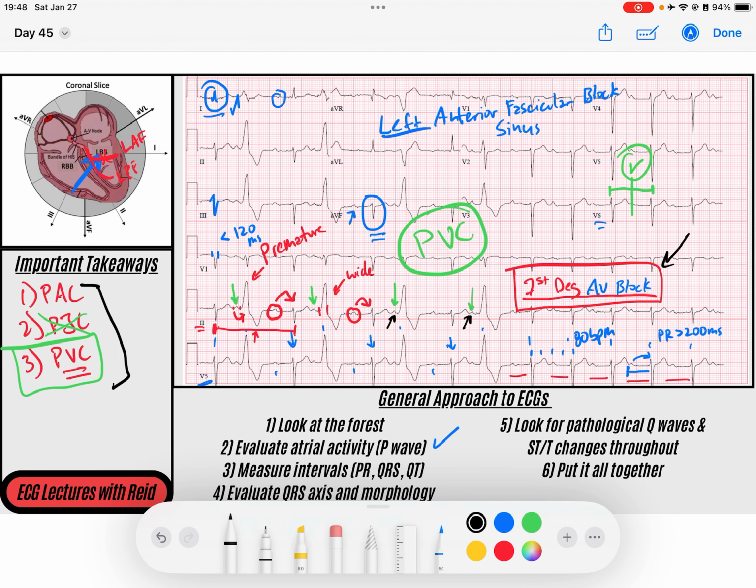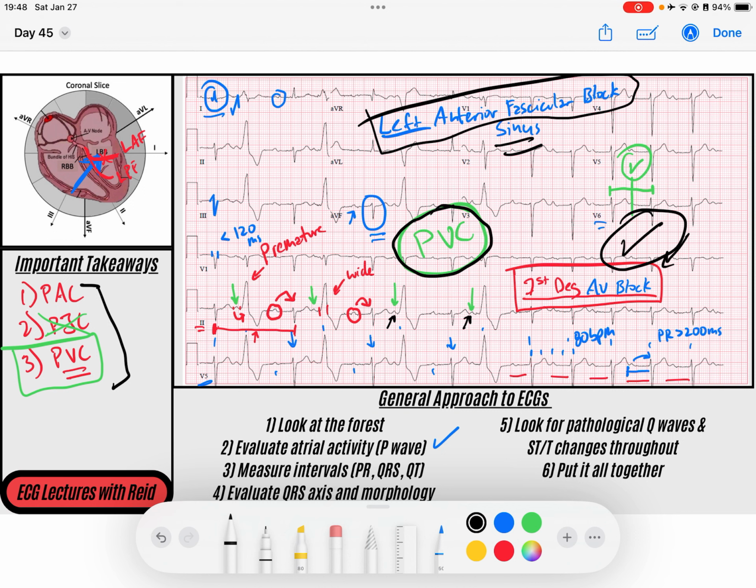So let's put it all together. What do we have? We've got a sinus rhythm with left anterior fascicular block. We've got a first degree AV block, and we have PVCs. If you want to say even further, we've got the PVCs in a bigeminal pattern, because it's every second beat. So that's ventricular bigeminy.